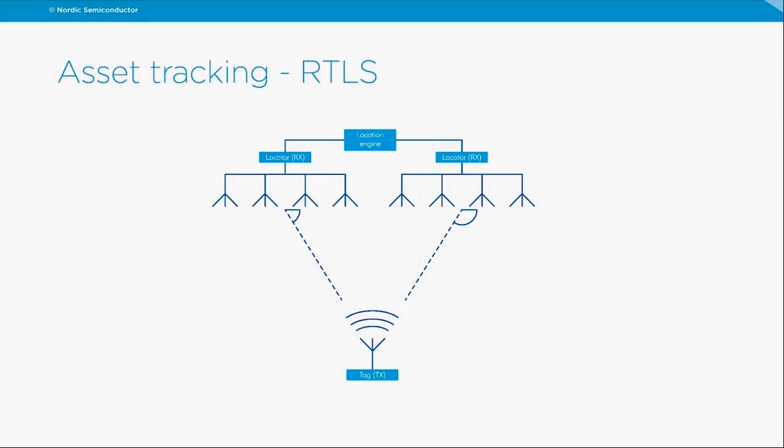Then we have asset tracking. RTLS stands for real-time locating system. And you have an illustration here. This can be implemented using the angle of arrival method. The angle is typically calculated in the locators, and if you want to calculate the angle of many tags, you need quite a lot of processing power and memory, which the nRF5340 provides.